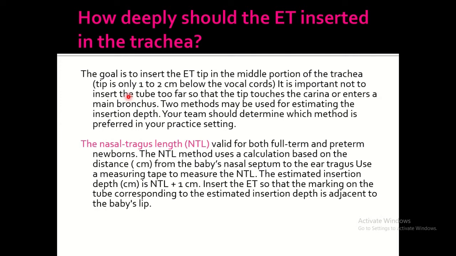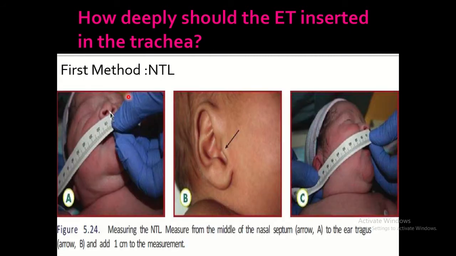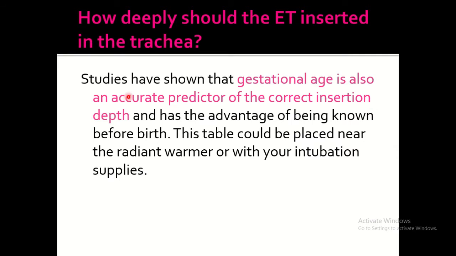First, how deeply should the endotracheal tube be inserted in the trachea? We have two methods for the determination of the depth. First, the nasal septum tragus length. As we see in this picture, we measure the distance between the nasal septum and the ear lobe or the tragus. This distance should be the depth of the endotracheal tube plus 1 centimeter. This is the first method.